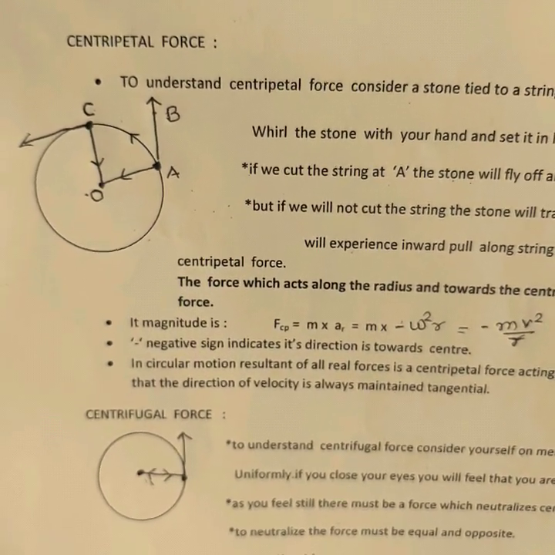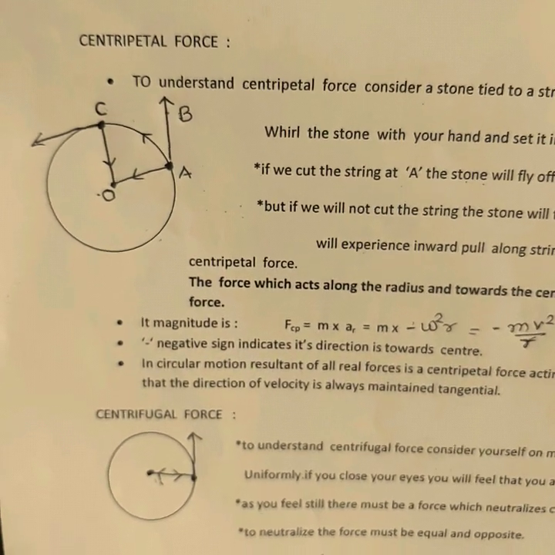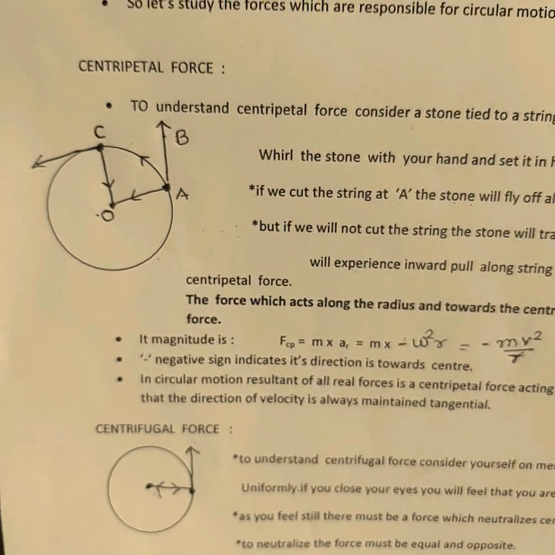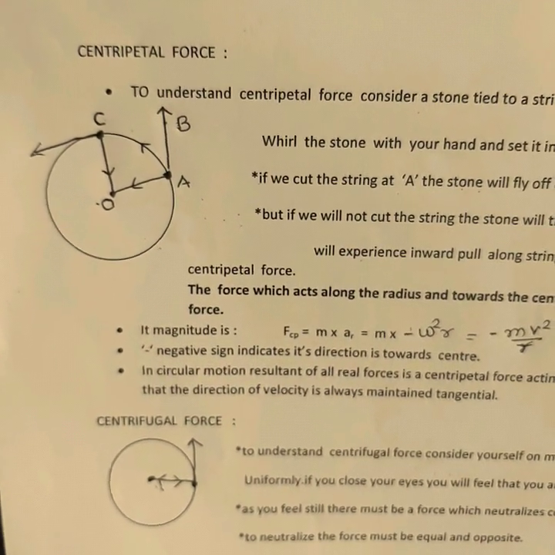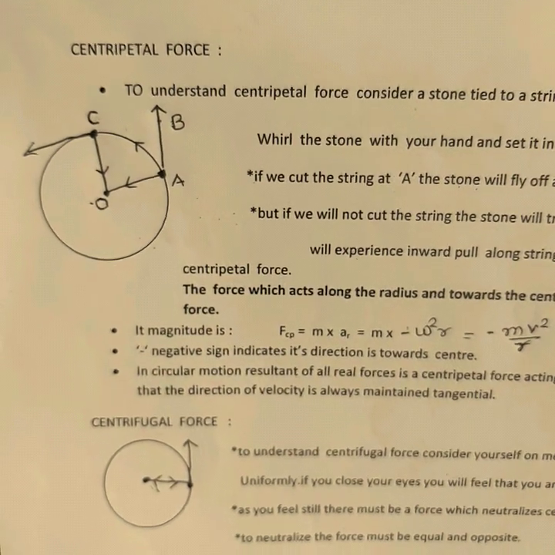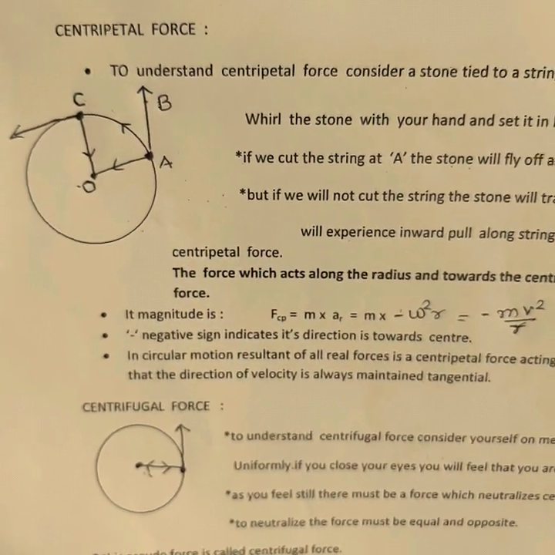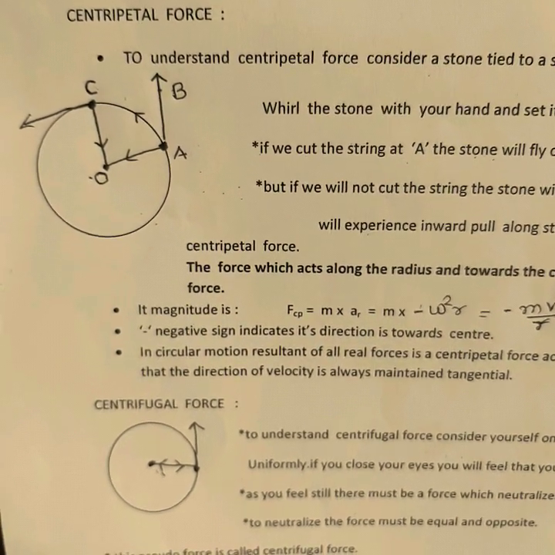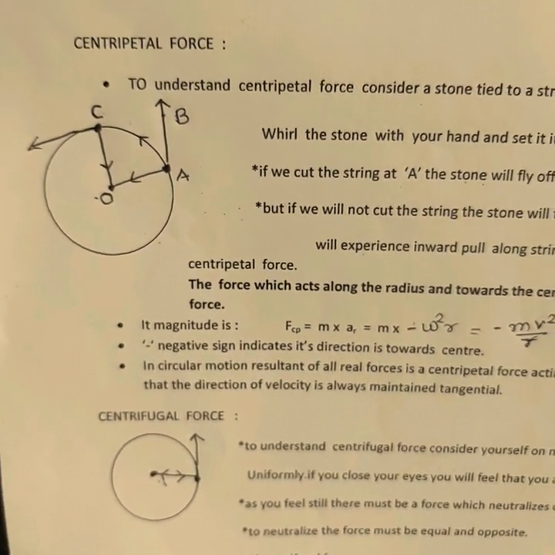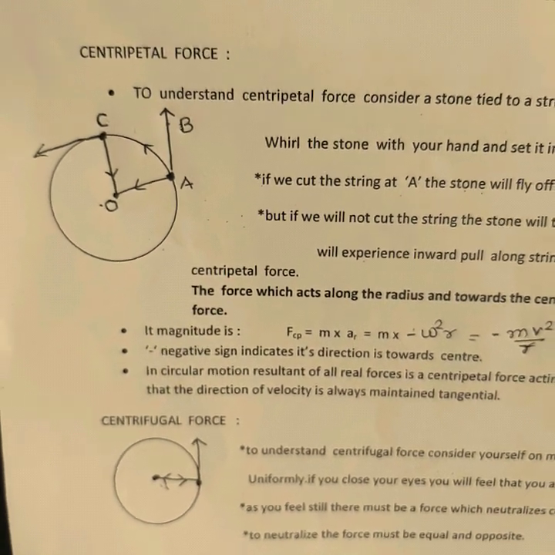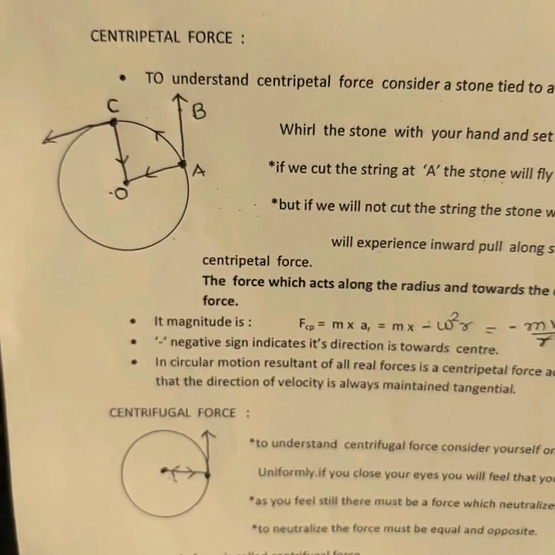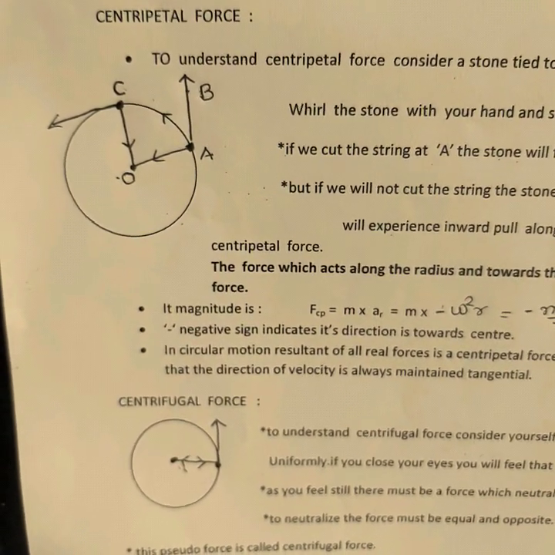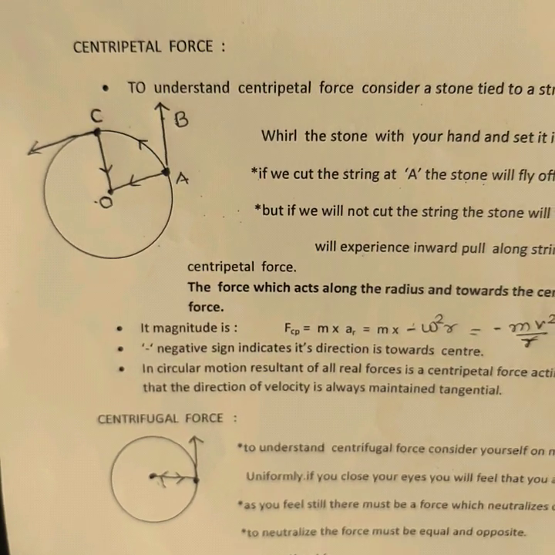So in circular motion, the resultant of all real forces is a centripetal force. It means the resultant of all the real forces is acting towards the center, and all these forces, the centripetal forces, act in such a way that the velocity is always maintained tangential. So they help you to trace a circular trajectory.